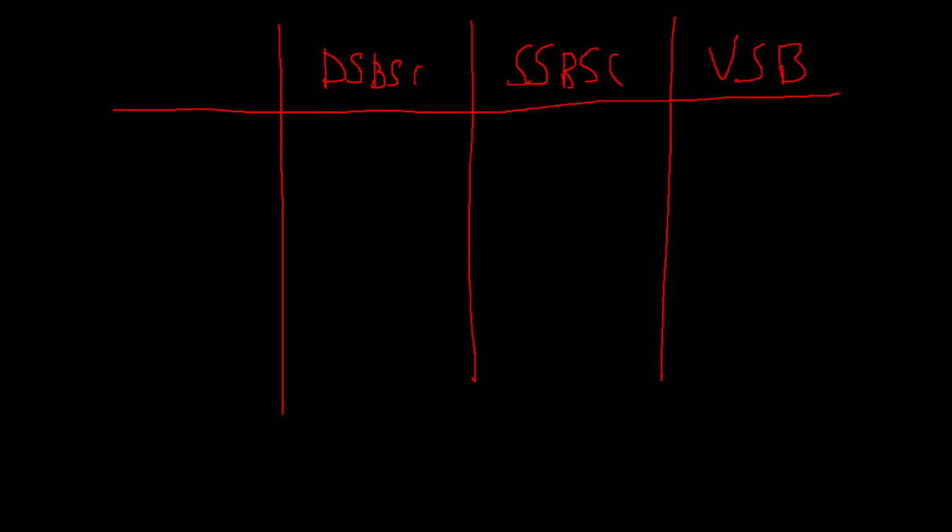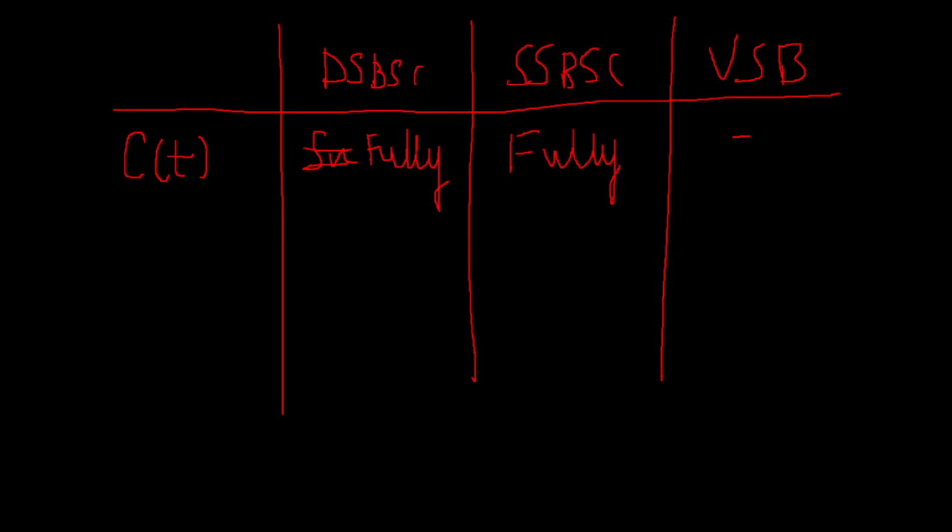Firstly, let's talk about the carrier signal. In DSB-SC, the carrier signal is fully suppressed. In case of SSB, the carrier signal is fully suppressed. And in case of VSB, carrier suppression is not applicable.